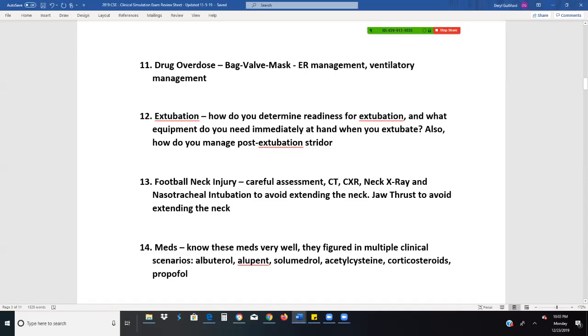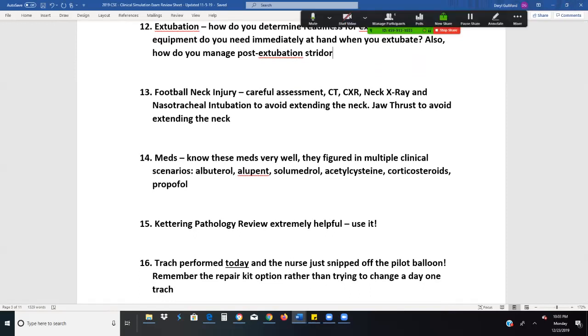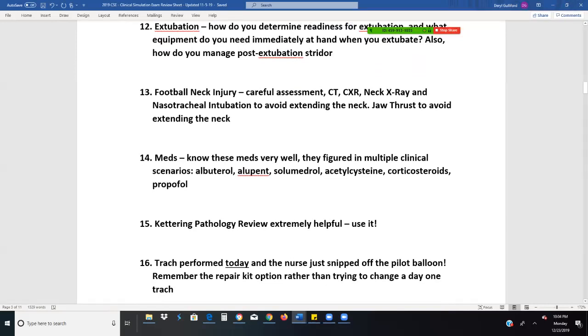Football neck injury type patient, it could be any kind of neck injury, but let's just say a football neck injury. Careful assessment, CT scan for sure, so you understand what's going on with the spinal canal. Chest x-ray, neck x-ray, nasotracheal intubation to avoid extending the neck. Jaw thrust to avoid extending the neck. Now, in the real world, we don't always do that, but for the test, trust me, you want to do that.